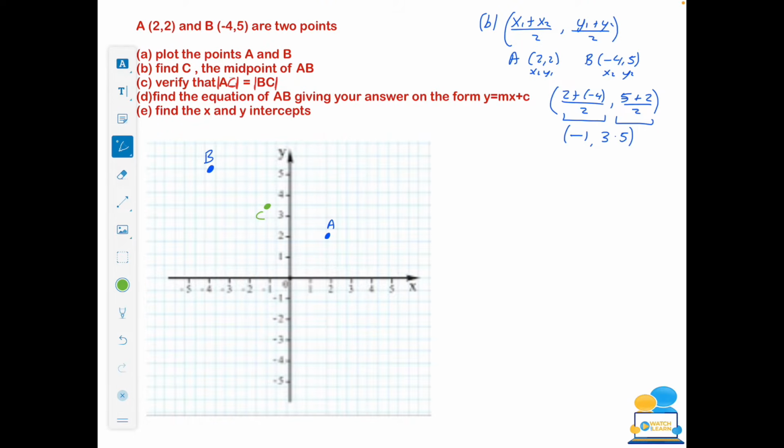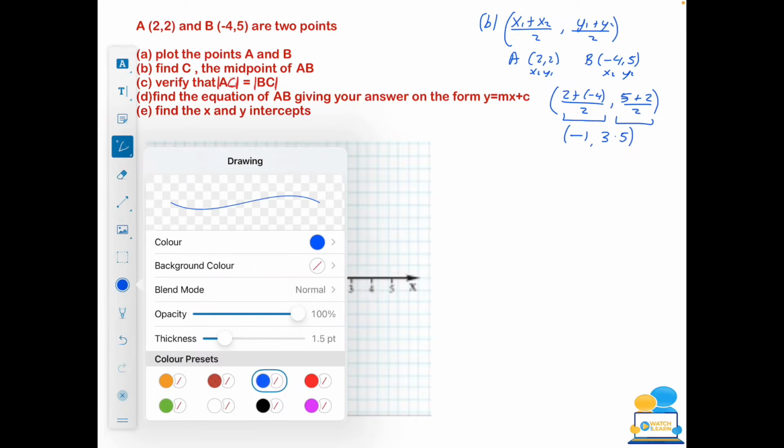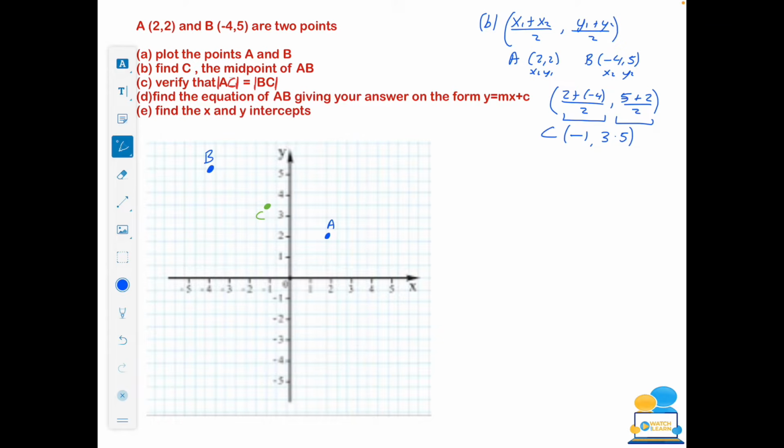Okay? I know by just looking at that it looks correct, because it's halfway between A and B. So that's my point C, the midpoint between. So part C says to verify that. Now remember from earlier that these two lines here mean the distance. So the distance AC is equal to the distance BC.